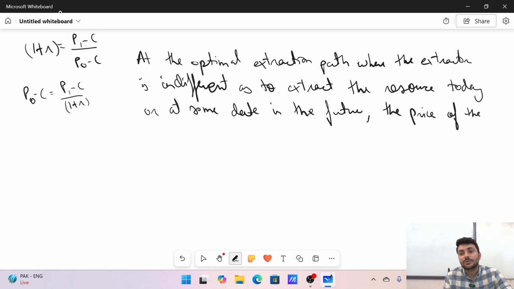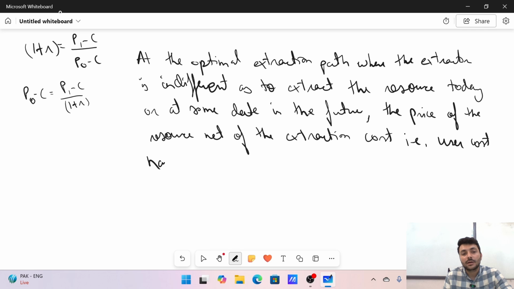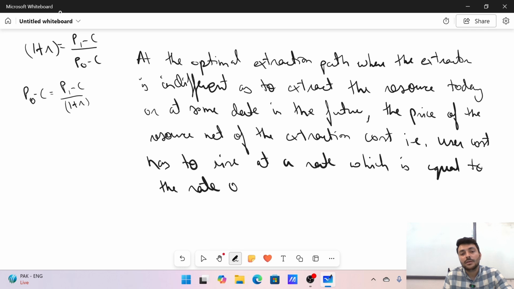the price of the resource net of the extraction cost, that is the user cost, has to rise at a rate which is equal to the rate of discount. Again, I am repeating this thing. At the optimal extraction path, where the extractor is indifferent as to extract the resource today or at some date in the future. See, at the optimal extraction path, what is happening?